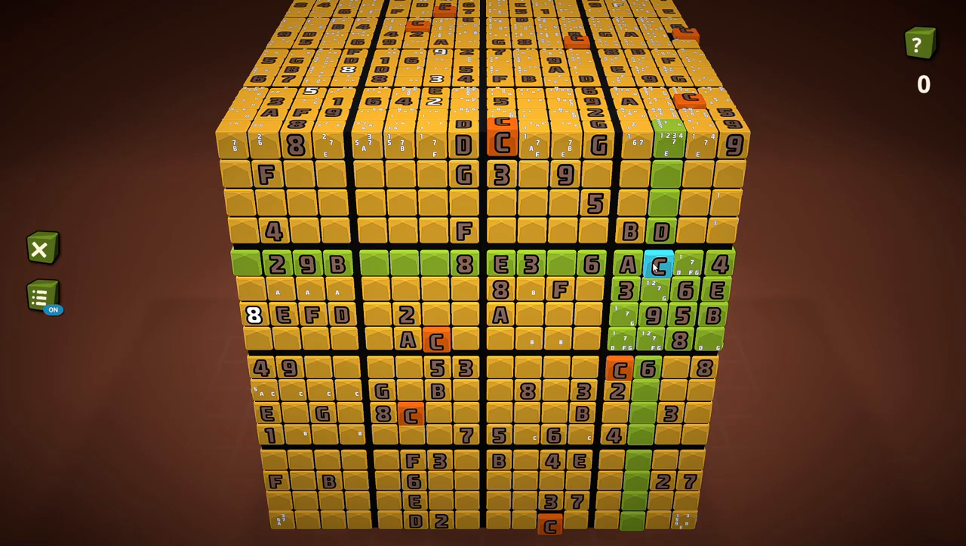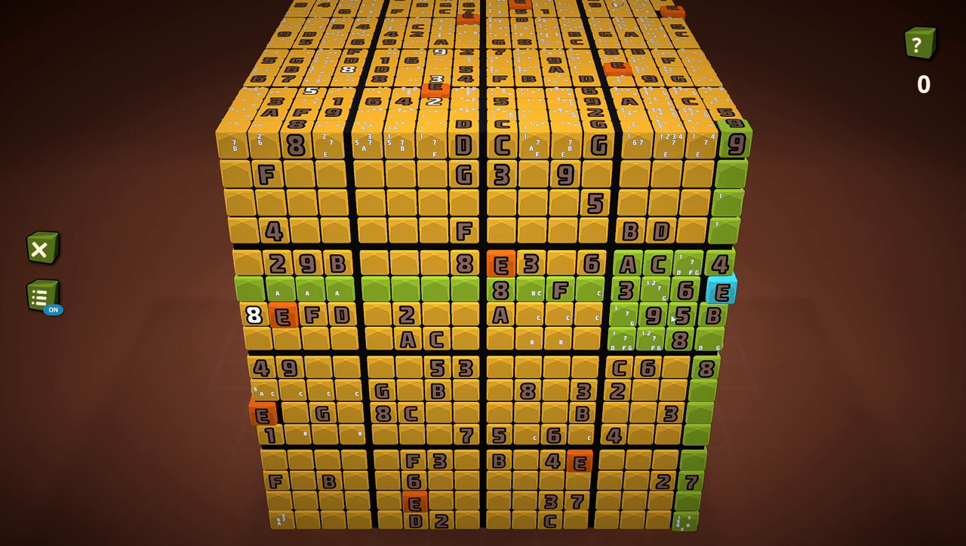Let's look at Cs. Can't be top, can't be bottom. But still have to be... of these. Can't be top, can't be bottom. E. No. Seal, seal, seal.